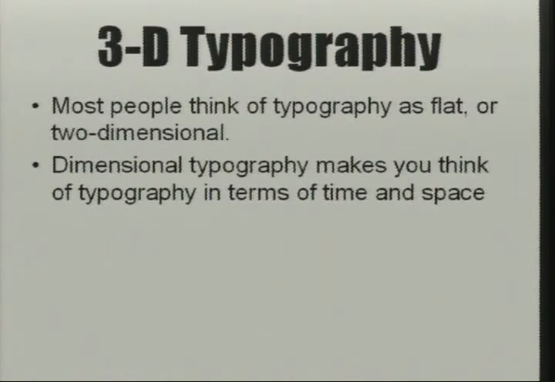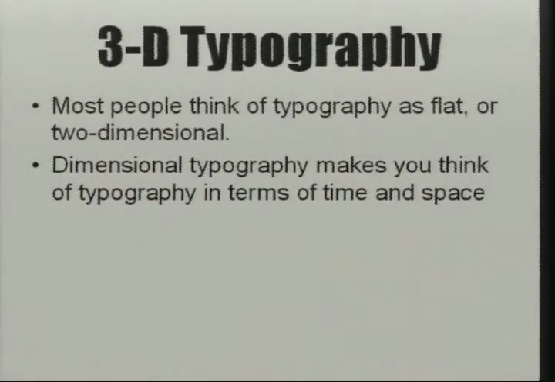Let's see. In my synopsis, I had something about discussing 3D typography. Now, this is something that I've just gotten into recently. Most people think typography is flat or two-dimensional. Dimensional typography makes you think about typography in terms of time and space. Time being, if it's some type of animation piece, the way the type scrolls across the screen, whether it does any rotation or anything like that, that's a different way to look at it than, say, reading this right here.